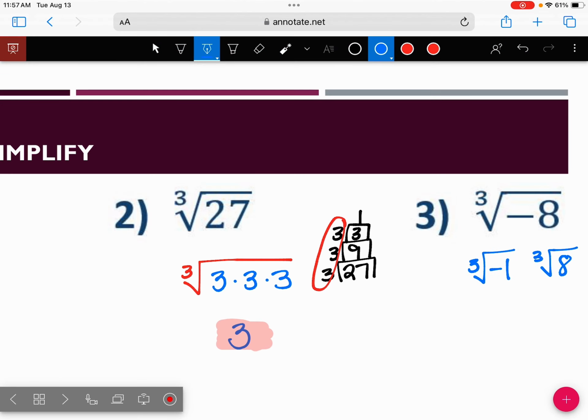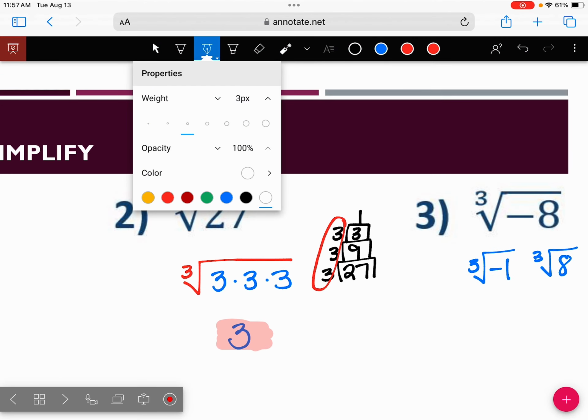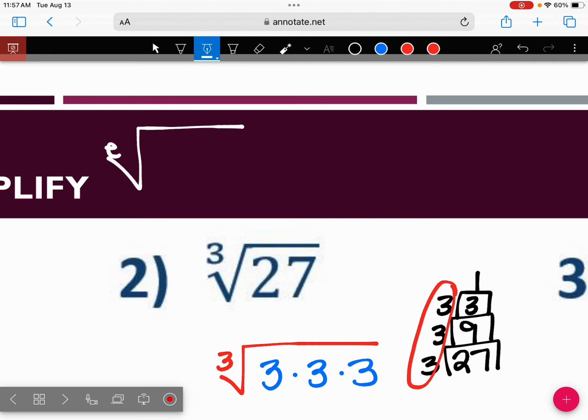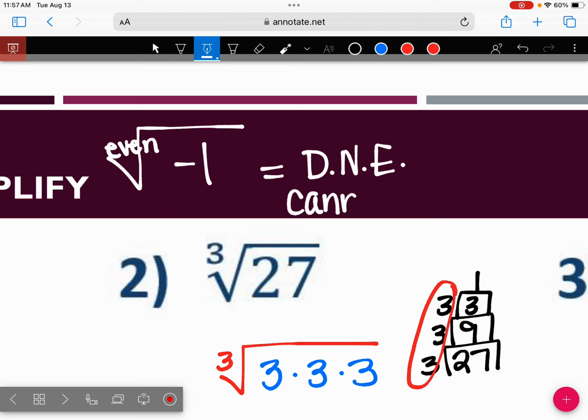And I'm going to write this rule just in case you don't know this. If you have a root and this number is odd, well, let's start off with even. If this number is any even number, so if your index is even and you're taking the even root of -1, that does not exist, which means we just have to leave it. We cannot simplify. You cannot take the 4th root, the square root, the 6th root, the 8th root of a negative.